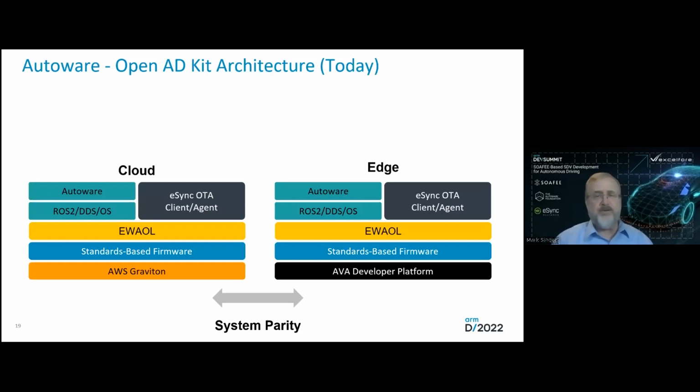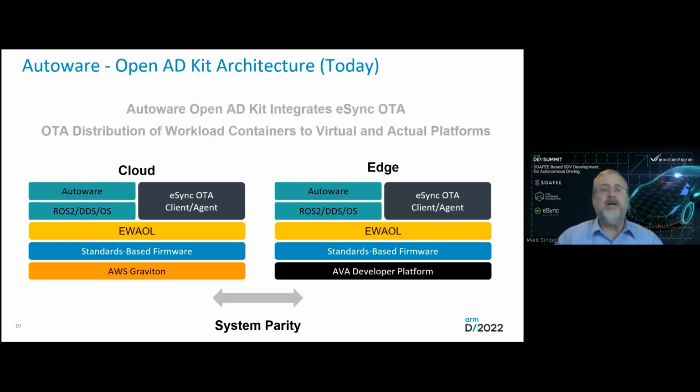This is a diagram you've seen earlier in the presentation. The undertaking here amongst the Autoware Foundation, the eSync Alliance, SOAFEE SIG, and Amazon Web Services has been to create a scenario where cloud and edge can achieve the highest degrees of parity. Part of that parity is in the software update management, and that's what eSync is providing. So we have integrated eSync with the Open AD kit from the Autoware Foundation, integrated and tested to know that this is going to work well. And eSync then becomes the OTA distribution for your workload containers to both the virtual and the actual platforms. So you have one software update management system for both the cloud environment and the physical environment.